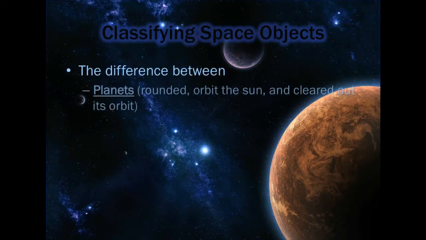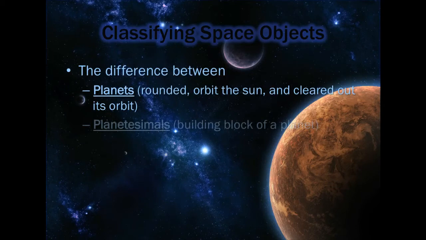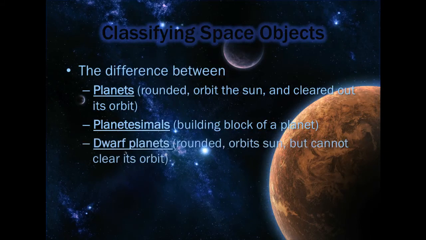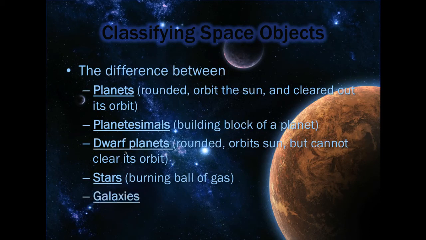Difference between planets. These are some of them here to pay attention to. Planets are going to be rounded, orbit the sun, and clear out their orbit. Planetesimals are building blocks of a planet. Dwarf planets are rounded but cannot clear their orbit. Stars are burning balls of gas, and galaxies.